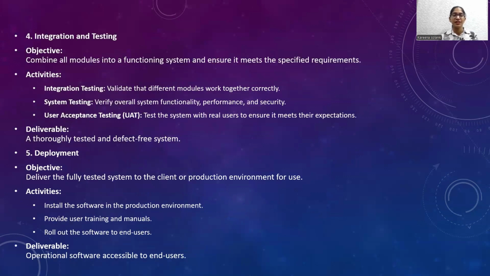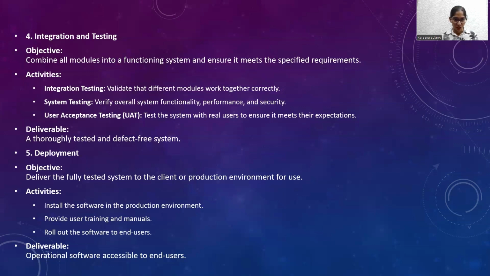The next phase is the integration and the testing. It combines all the modules into a functioning system and ensures it meets the specified requirements. The key activities are integration testing, which validates that different modules work together correctly; system testing, which verifies the overall system functionality, performance, and security; and user acceptance testing, which tests the system with real users to ensure it meets their expectations. Here, a thoroughly tested and defect-free system is delivered.